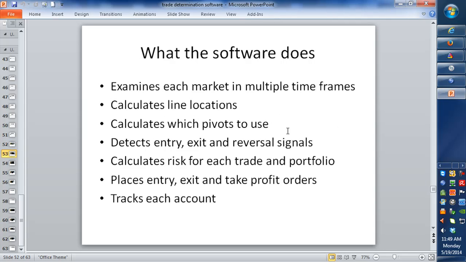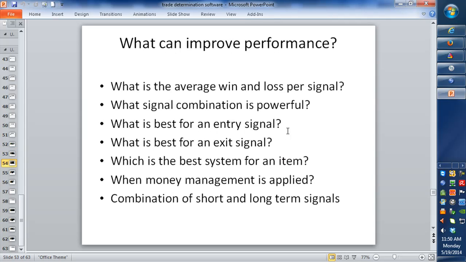Let me see what does it say next on here. Now, what the software is going to do, because we haven't built it yet, it's going to examine each market on multiple time frames, calculate line locations, calculate which pivots to use, and detect entry, exit, and reversal signals based upon which entry, exit, and reversal signals we tell it to use in which market. And chances are most of the markets take pretty much the same thing. It's going to calculate risk for each trade and portfolio. It's going to place entry, risk, and exit orders and take profit orders, and it's going to keep track of any and all accounts that it trades with.